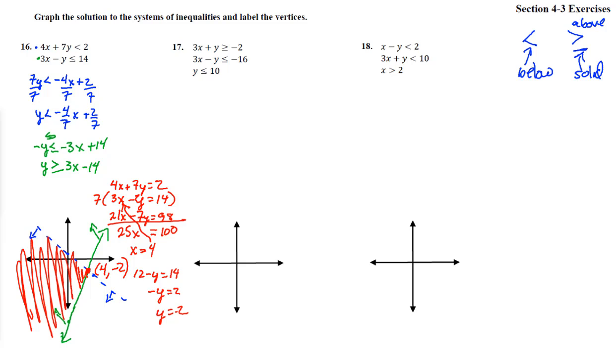All right, number 17. Let's take this top one and make it orange. Solve for y, and we get y is greater than or equal to negative 3x minus 2. So we're down here 0, negative 2, and a slope of negative 3, which is down 3 over 1, and it is a solid line.